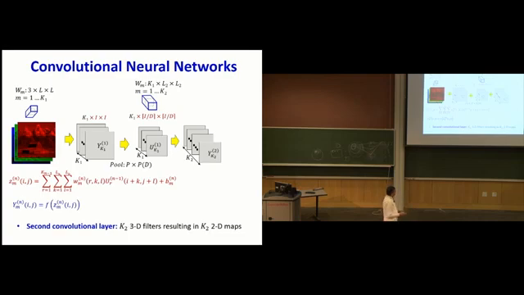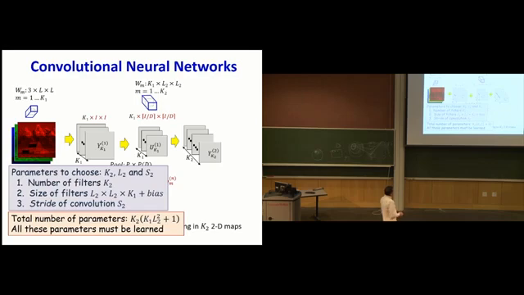Using the same operation, the number of parameters is going to be, observe, I have K2 filters. Each filter is going to be K1 deep and L2 squared in size. So it's K1 L2 squared plus the bias, right? So this is the number of parameters for the second layer, and then all these parameters must be learned.